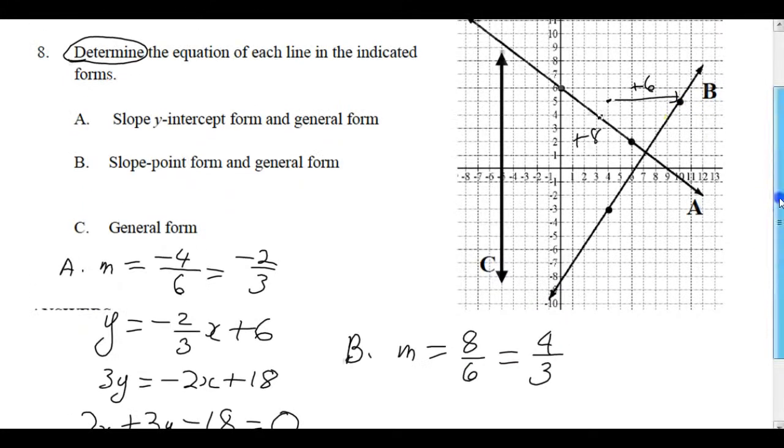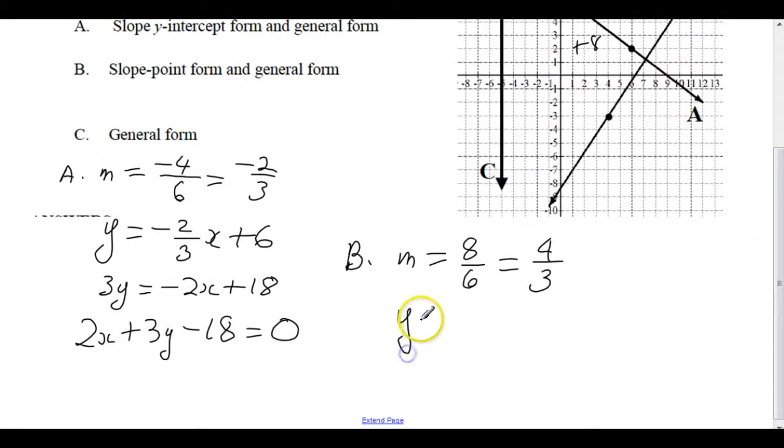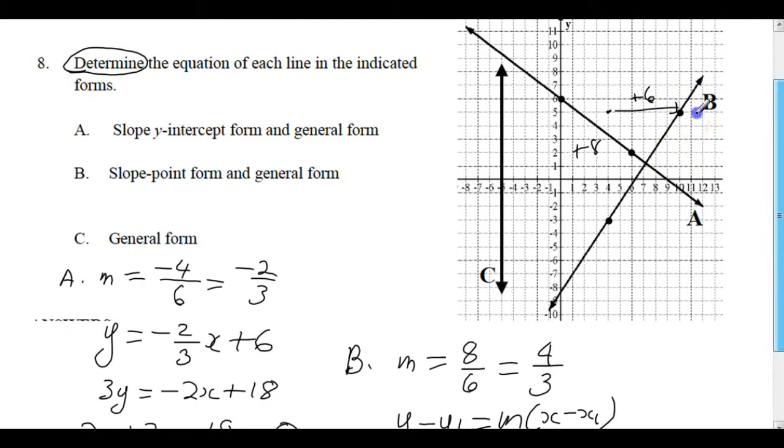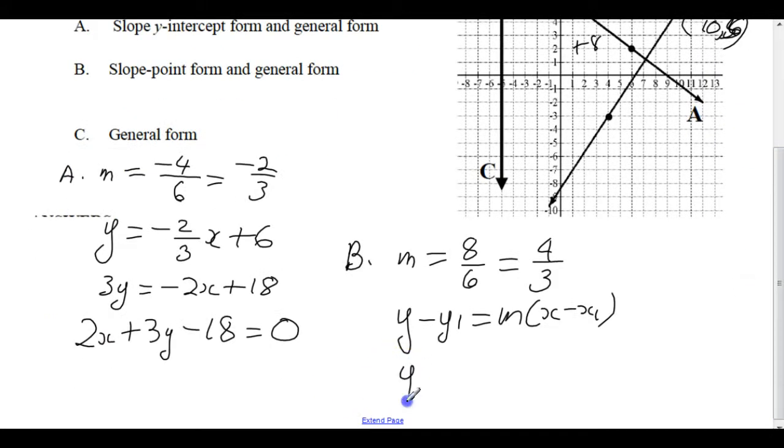There's a point on B, and I'm going to use the point (10, 5). Now if I do anything, it's formula, right? So the formula for point slope form is this. We got the slope by counting. We're going to use the point (10, 5). And so we are going to write y minus 5 is 4/3 times x minus 10.